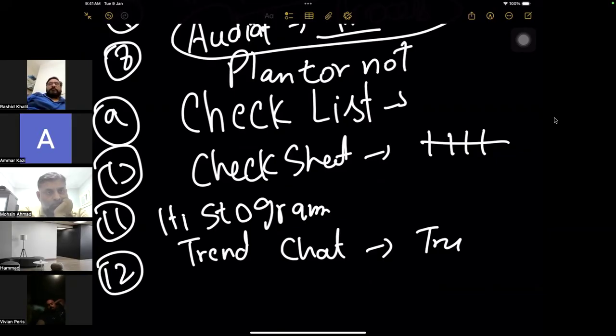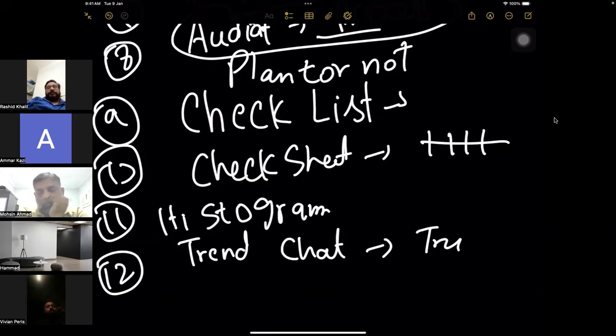Rule of 7 is part of the control chart. If you are consistently on one side of the mean, this means there is no variation. There should be variation in your control chart. We need to look into that. So these are the seven tools of quality. I hope you remember them.